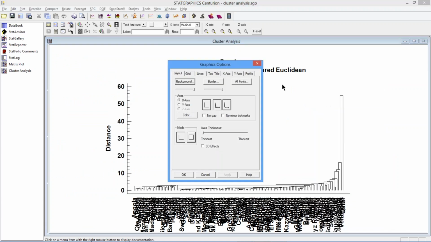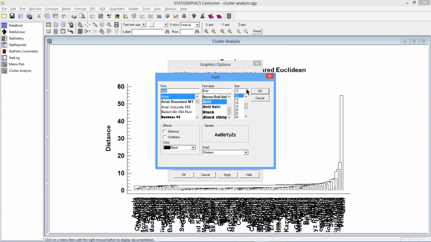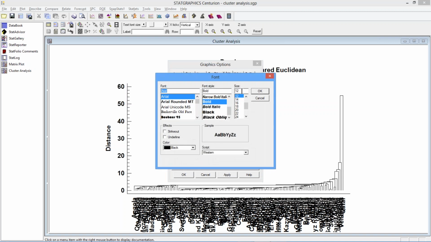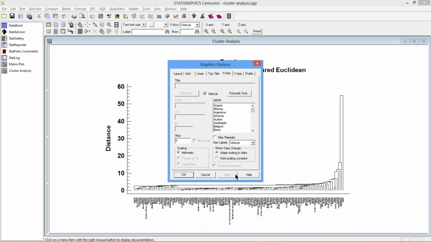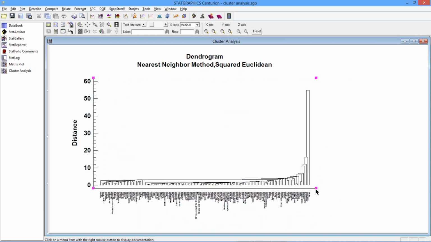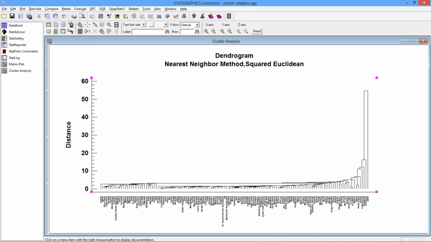Okay, now there's quite a bit of data here, so I'm going to change the font size. Actually on the x-axis is what I want to do. I want to go to x-axis, tick mark font, and change the font size to 4. What that's going to do is reduce the labels down along the x-axis, which are the country names, so I can read them so they don't overlap so badly.